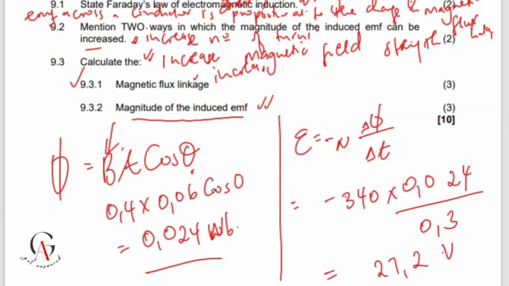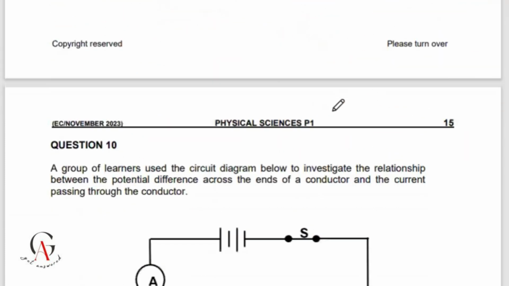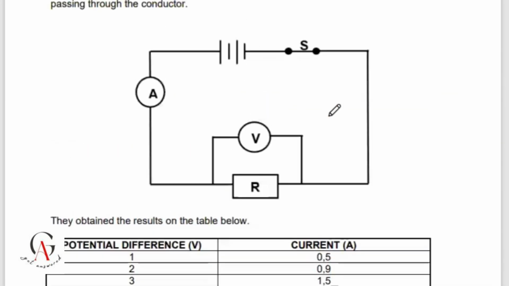Okay, this is going to be volts since it's EMF, it's current. Okay, that is question number 9. Question 10. A group of learners used the circuit diagram below to investigate the relationship between the voltage across the ends of a conductor and the current passing through the conductor. Potential difference 1, 2, 3, up to 4, and that is the current.